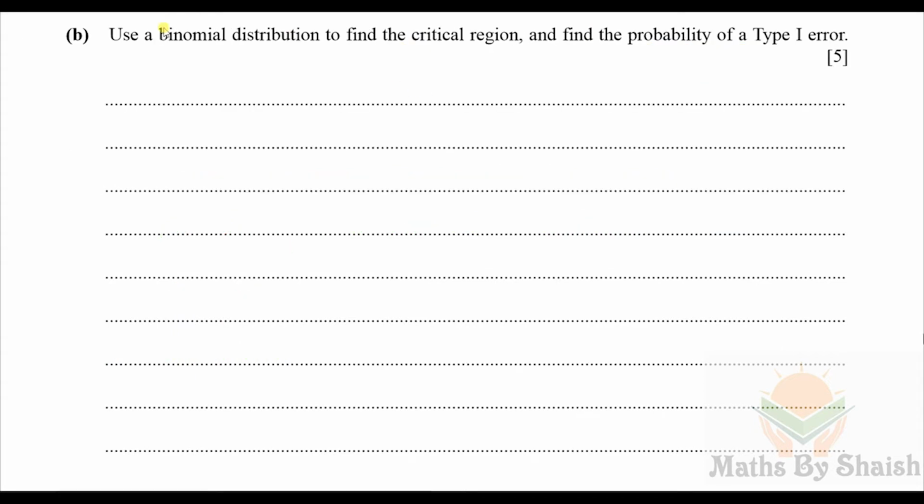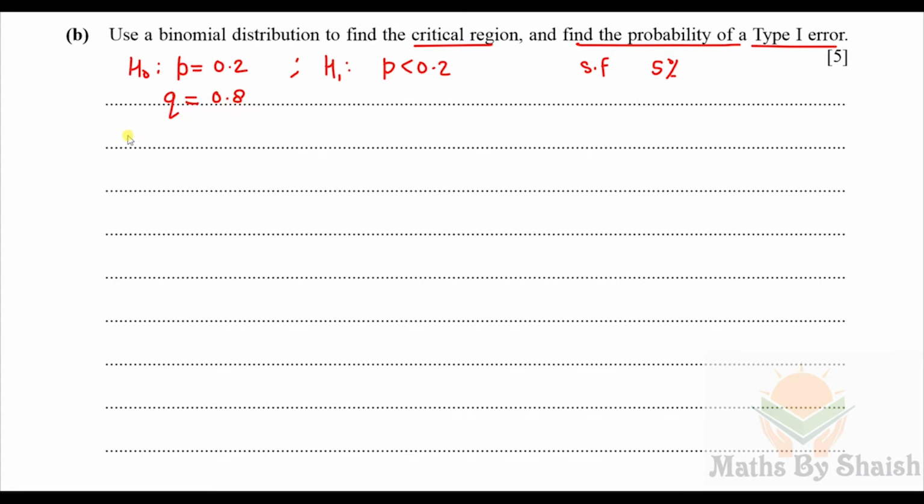And here's part b. Use a binomial distribution to find the critical region and find the probability of a type 1 error. So first of all, we'll find the critical region. H0, the null hypothesis, was p = 0.2, and H1, our alternative hypothesis, was p < 0.2. Significance level was 5%. If H0 is true, then q, which is 1 minus p, is 0.8, the probability of failure. So X follows a binomial distribution with parameters n = 30, because there were 30 in the sample, and probability of success 0.2.